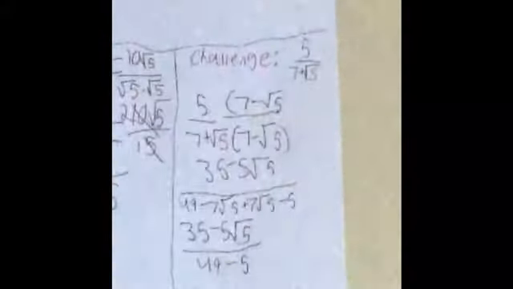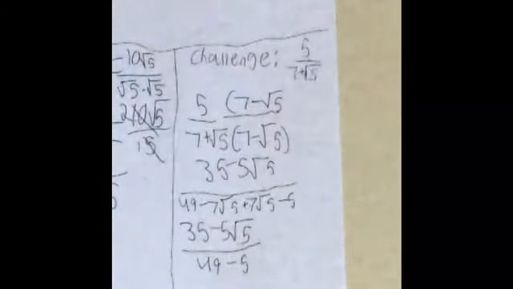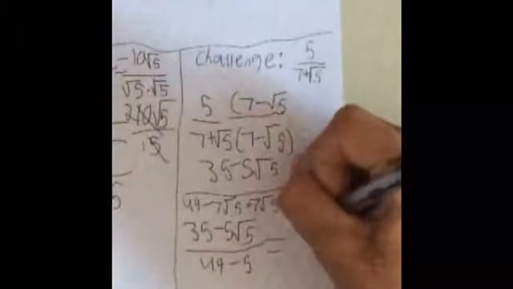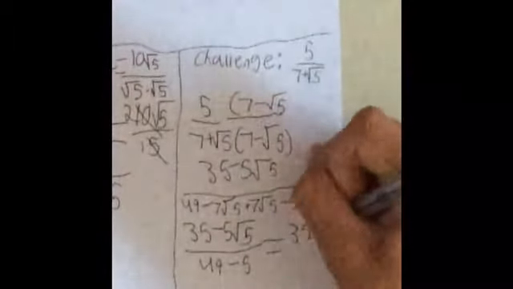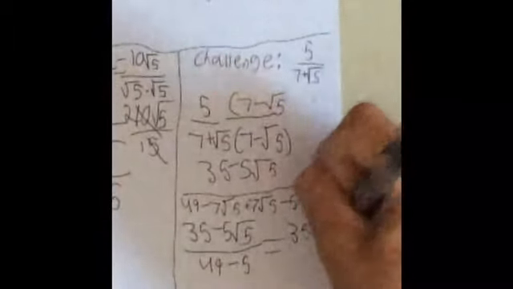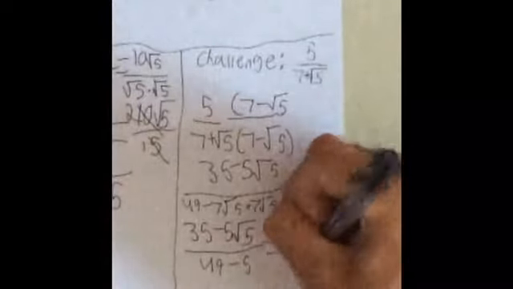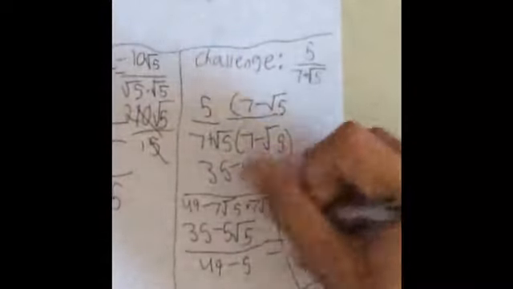The last step is very simple. We can't do anything to the top, so all we do is subtract 5 from 49. So our answer is going to be 35 minus 5 rad 5 over 44. That's it. That's the answer to the challenge problem.